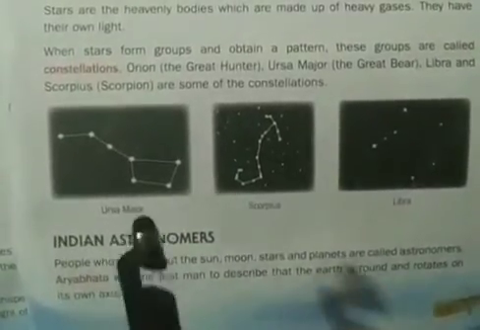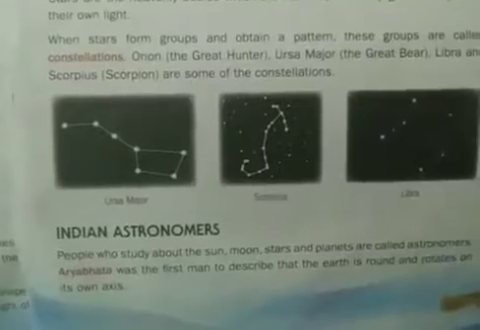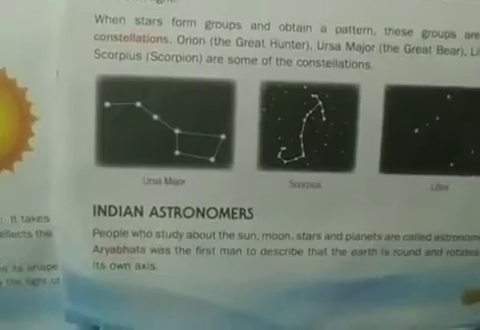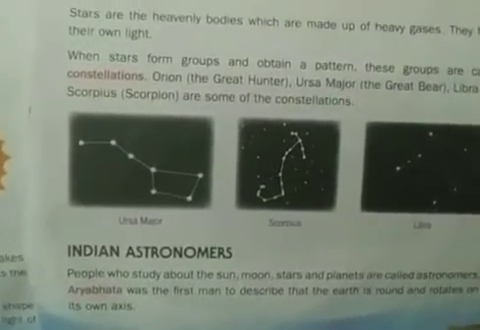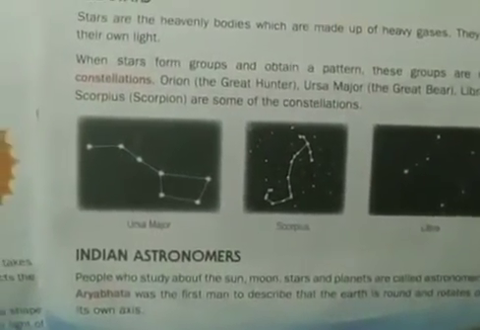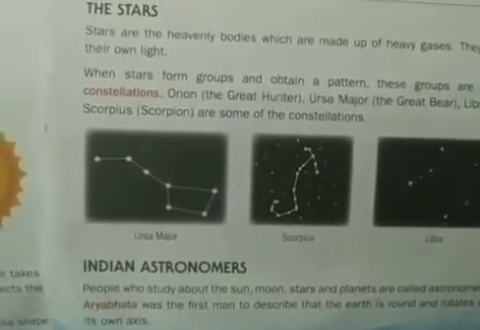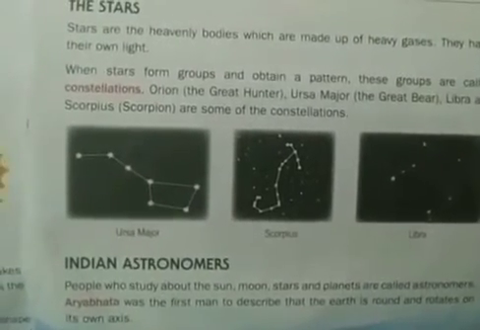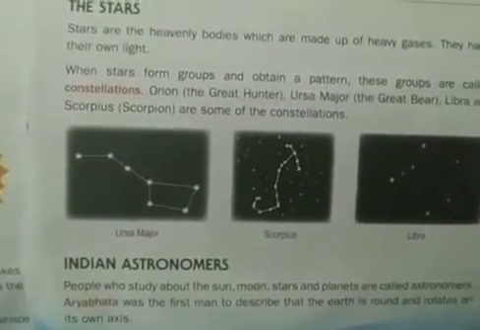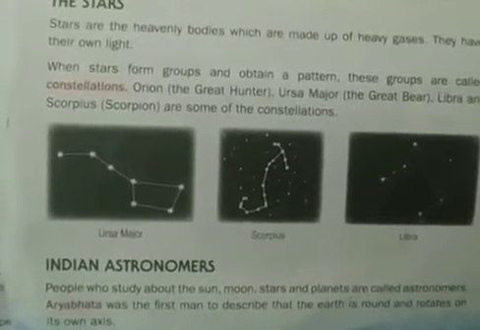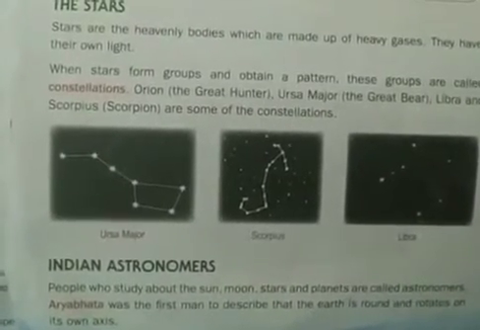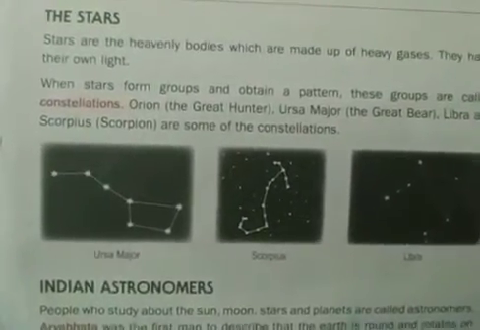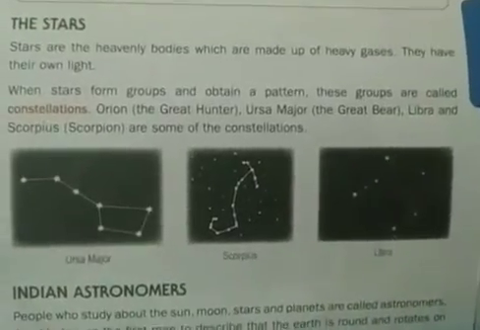The stars form different shapes in the sky. So we know that stars are like sun, but they stay too far from the earth. That's why we see stars twinkling in the sky and they look teeny, but actually they are big in size. So some groups of stars form patterns, and such patterns are called constellations.